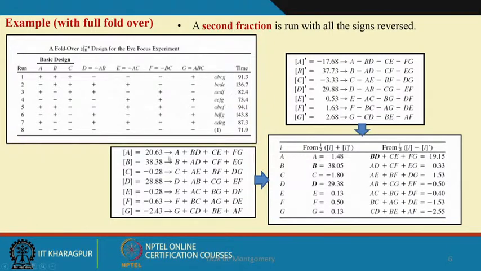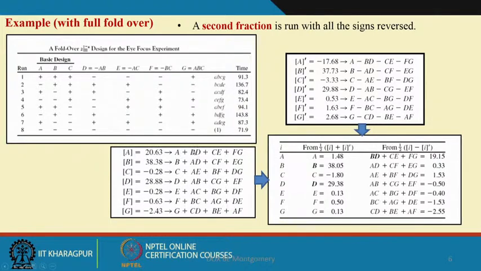Now here, if you see only the first fraction results, A is 20, so using this I have said that A is significant, because seeing this value high, A, B and D, these three are significantly high. So I say A is significant. But after doing the foldover, when we got the second fraction and de-aliased the effect of A, the effect of A is only 1.48. So where is this 20.63 coming from?